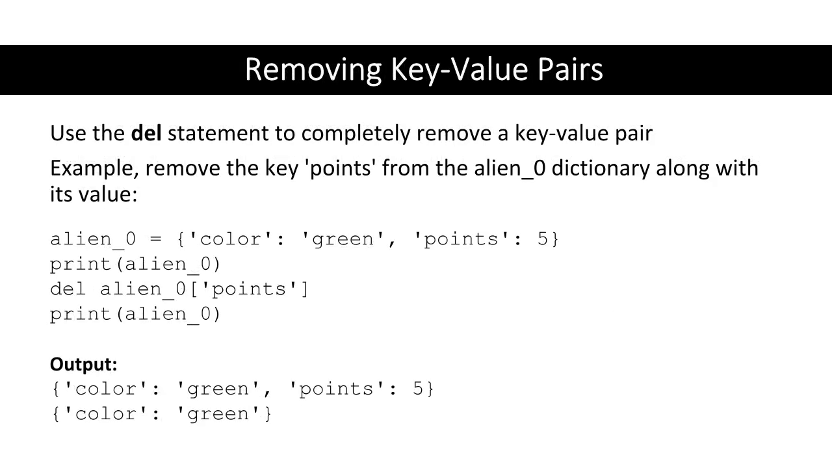Use the del statement to completely remove a key-value pair. Now we remove a key-value pair. alien_0 = {'color': 'green', 'points': 5}. First, print(alien_0): color green, points 5. Then, del alien_0['points']. Second, print(alien_0): color green. The key and its value are removed completely.